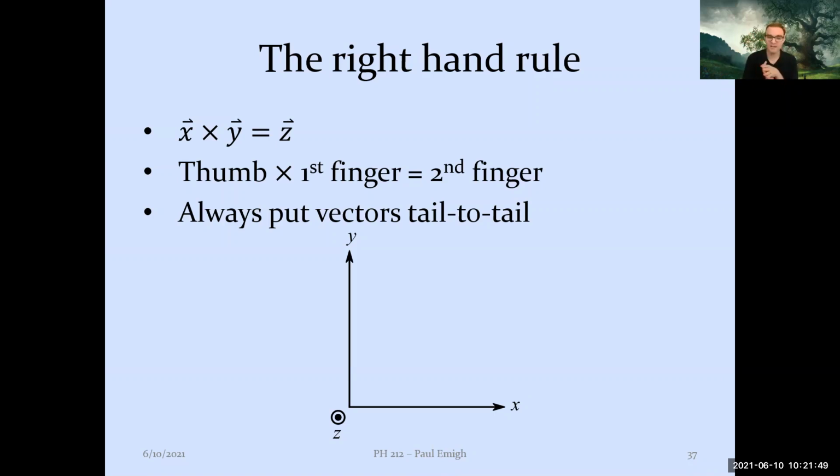So you always want to put the vectors tail to tail and then put the first vector in the direction of your thumb, the second vector in the direction of your next finger, and then your remaining fingers in the direction of the result of the cross product. So it is X, Y, and Z.